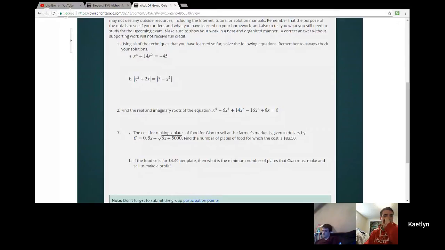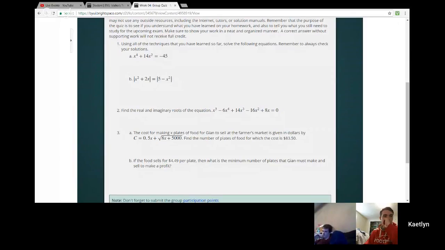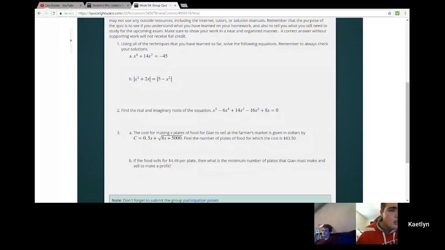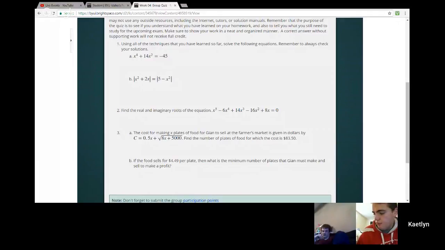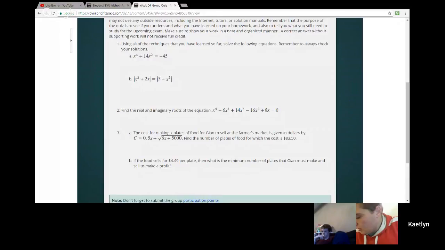But because of what Kayla was talking to us about on Tuesday, because of the absolute values, you have to have two equations in the end. So you'd have one minus 5 and one plus 5. Okay, that makes sense. That's correct, right, Kayla? Yep, that's correct. And then they've got to equal 0. So whatever x has to be to do that.